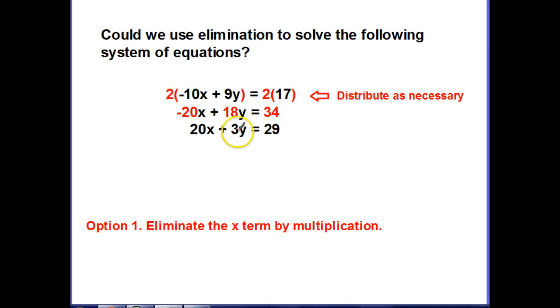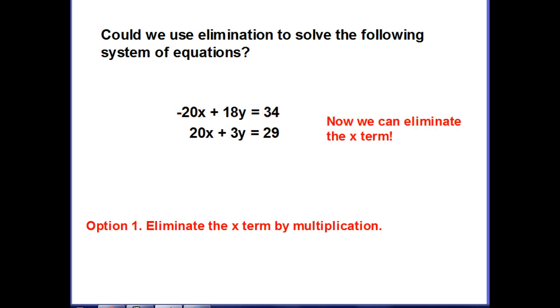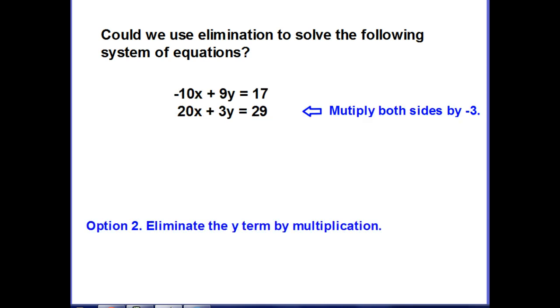And then, of course, everything else has to be multiplied. So 2 times 9 is 18, and then 2 times 17 is going to be 34, and that gives us basically another equation to use. And again, this top equation is still equivalent. So now we could eliminate the x term and basically get the 0x that we are looking for. All right? But that's not the only way to do it.